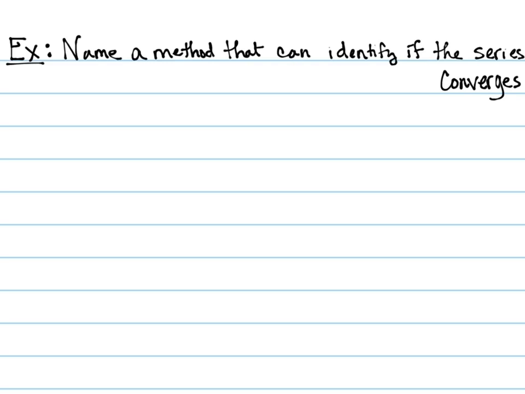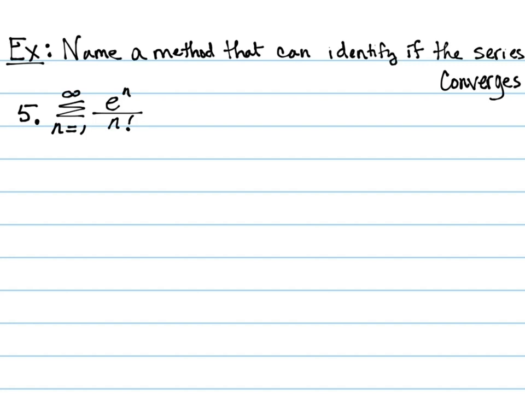And we're just going to do a few of them. So the first one we're going to take a look at is the sum from n equals 1 to infinity of e to the n over n factorial.